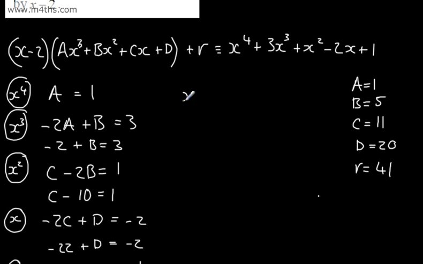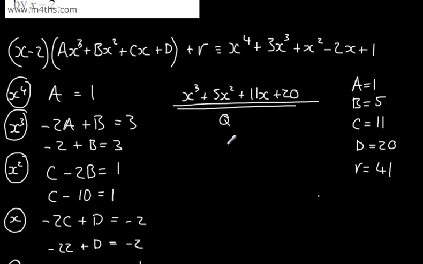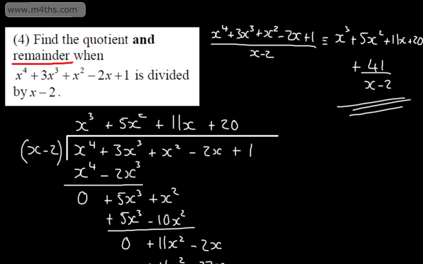So we're going to have x cubed, a is 1, plus 5x squared plus 11x plus 20. This right here is the quotient. The remainder, r, is going to be 41. Instead of writing r, let's write remainder. So remainder is 41. If we go back now, this is exactly the expression that we had in the last one. So that is a way of equating coefficients.